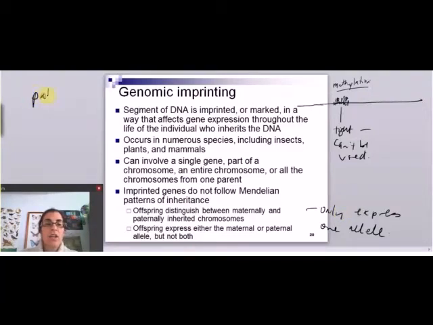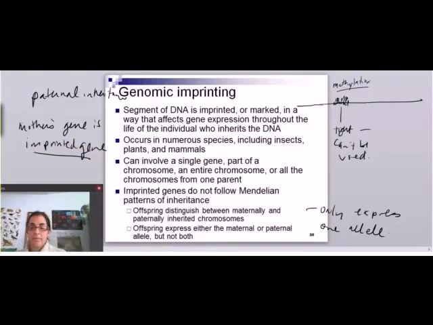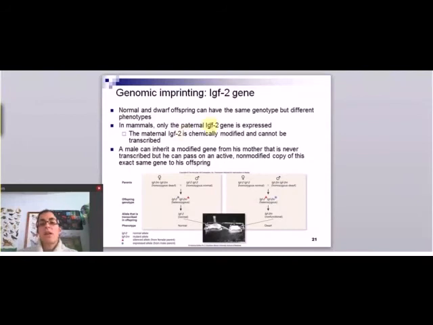In the example we're going to look at, we see paternal inheritance. The mother's gene is imprinted. And again, remember, the imprinted gene is made tight and can't be read. So this is well studied in a gene called IGF-2. This stands for insulin-like growth factor 2, and it affects growth of the mice. And so the phenotype is size. And so if you look at this picture, you have a normal size mice and this cute little dwarf-sized mouse.